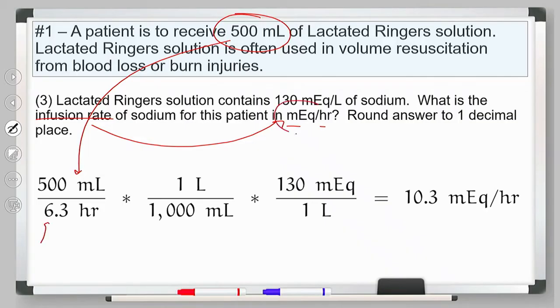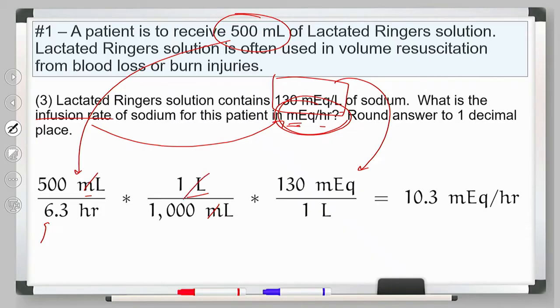What I need to do is convert it to these units, and hours are already there, so I don't even have to convert time. The hard part is how do I convert the milliliters that I'm starting with to milliequivalents? Well, I have my conversion here, but it is based on liters. So the first thing I have to do is divide by 1,000 so that I convert milliliters to liters, okay? So I'm now in liters per hour. Then I can use that conversion of 130 milliequivalents per liter that my bag contains.